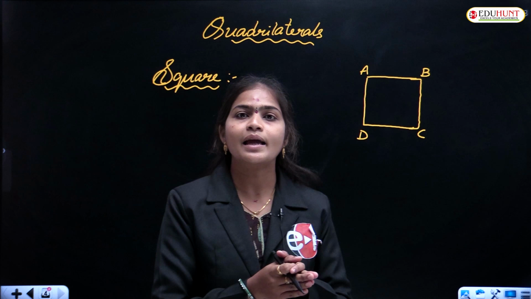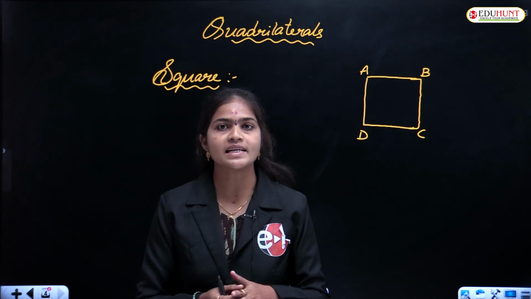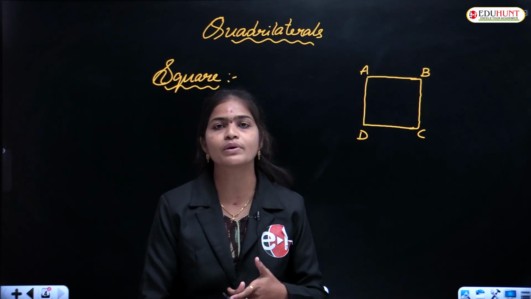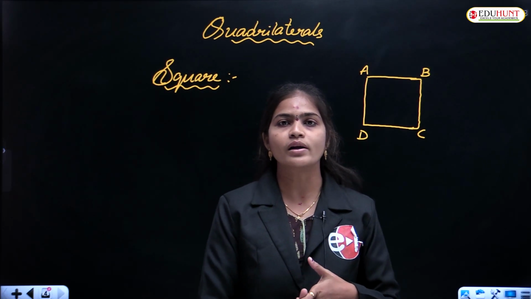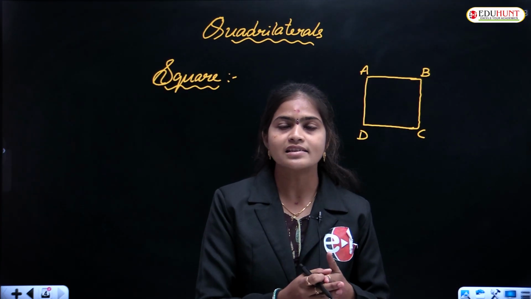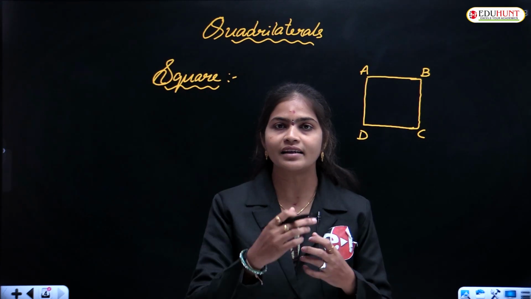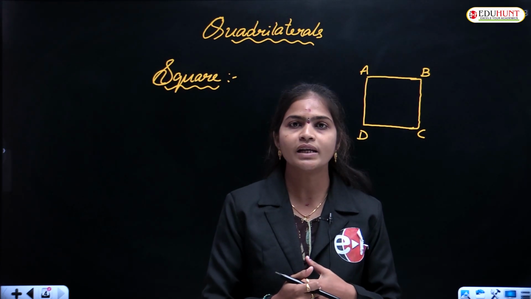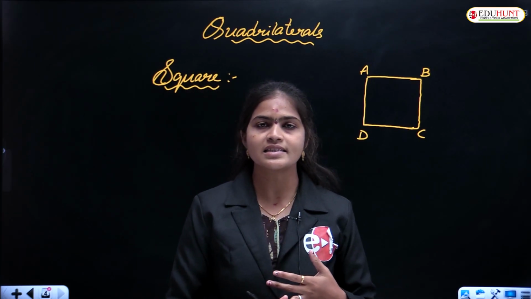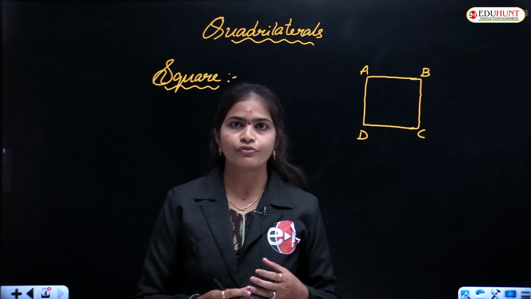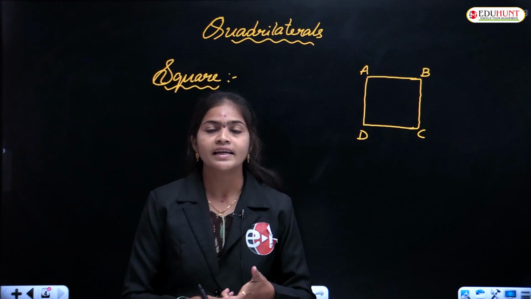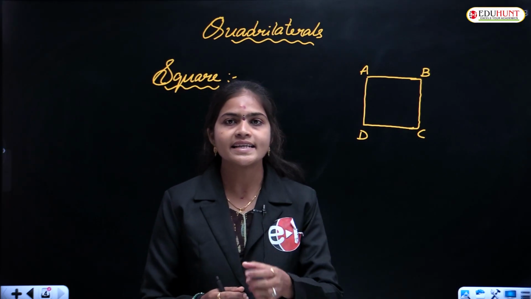So in a parallelogram, if at least one pair of adjacent sides are equal and each interior angle is equal to 90 degrees, then it is called a square. So if you take the rectangle, is it possible to write the definition of a square from that rectangle? Yes. How will it be? In a rectangle, each interior angle is equal to 90 degrees. So if at least one pair of adjacent sides are equal in a rectangle, then it is called a square.